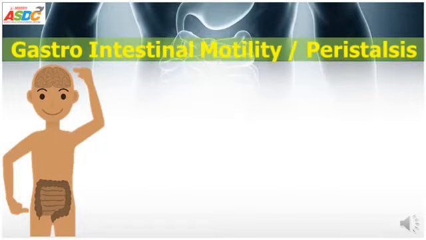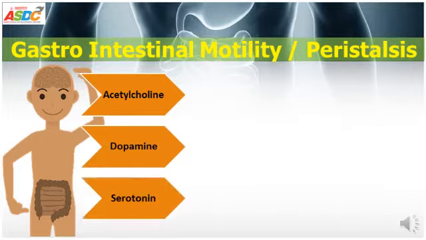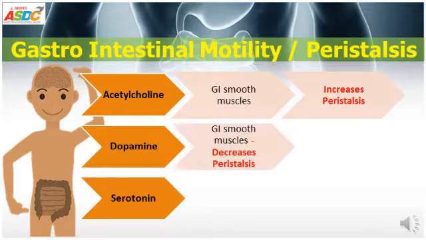The gastrointestinal motility is also termed as peristalsis. Peristalsis is in coordination with the chemical messengers coming from the brain. The neurotransmitters acetylcholine, dopamine, and serotonin help in peristalsis. Acetylcholine binds to the GI muscles and increases peristalsis, while dopamine binds to the GI smooth muscles and decreases peristalsis.